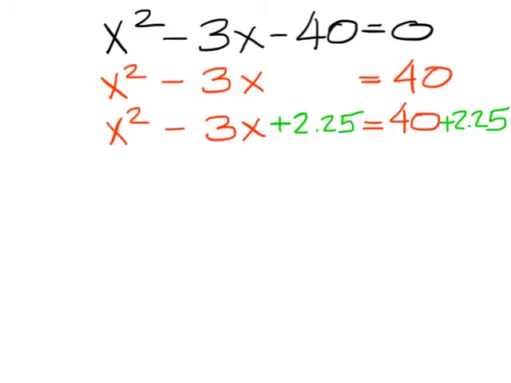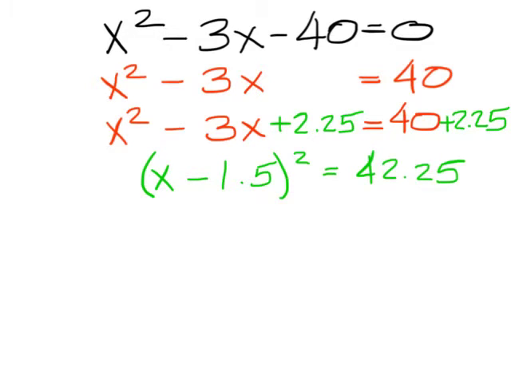Half of 3 is 1.5. Square that, you get 2.25. You must add it to both sides. You cannot subtract it. Yours had subtraction on it. Now you must make a perfect square on the left and simplify the right. Make a perfect square on the left, simplify the right, and walk through with this. You should have the quantity squared of x minus 1.5, close the quantity, and on the right 42.25.